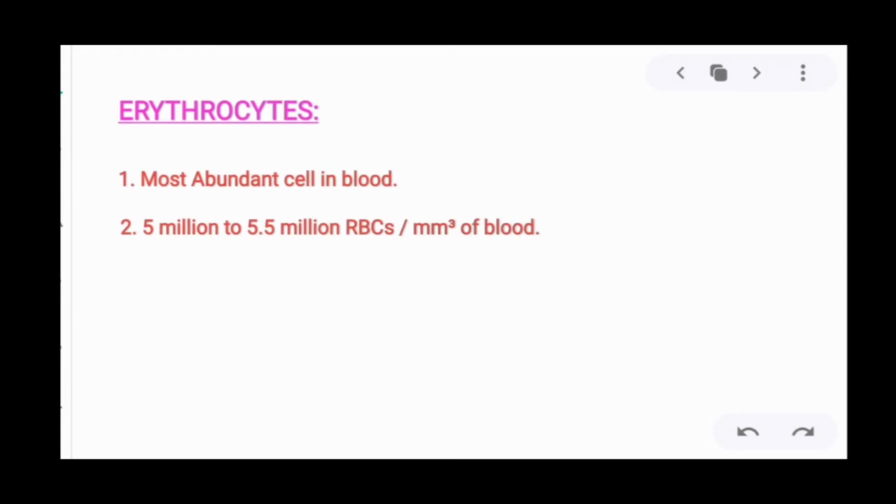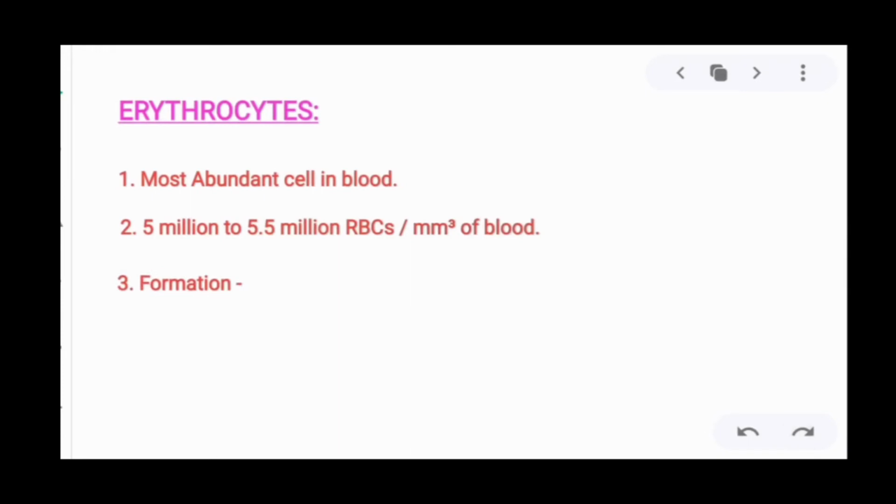So coming to the erythrocytes, which are also called RBCs or red blood cells. It is the most abundant cell in the blood, that is, the most numerous cells in the blood are the erythrocytes, or RBCs. And the count is from 5 million to 5.5 million RBCs per cubic millimeter of blood. So this value is a very important thing in NEET because they often ask this.